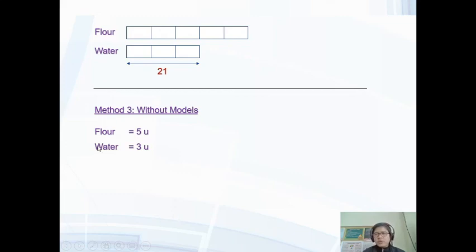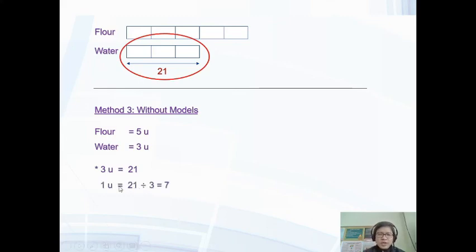So when we talk about ratio, we can think directly about the number of the units without drawing the bar models. And as you know, water is 21 cups. Water is 3 units. So we can write 3 units is equal to 21. Finding 1 unit, just like before, 21 divided by 3 is equal to 7, and then our goal, 5 units. So 5 times 7 equals 35. So still the same one. She needs 35 cups of flour.